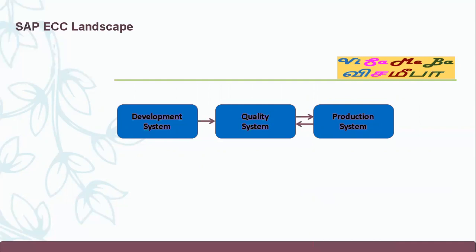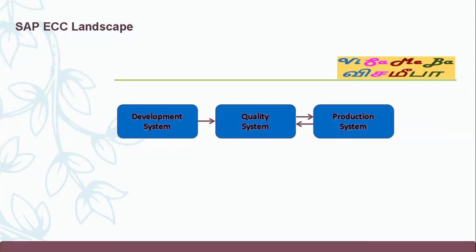So, as I've told you, there are three servers or three systems in SAP. One is the development server, where actually the customization takes place. And the next one is the quality server, where the customization which has been done is moved from the development server to the quality server, and it is tested whether it meets the requirements of the business needs.